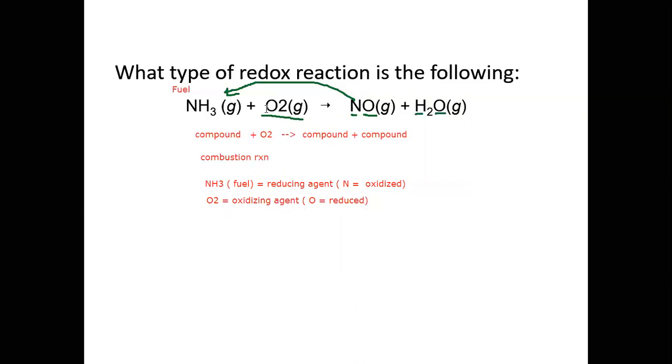So again, we have oxygen, we have a compound, we get oxides of that compound. So we get nitrogen monoxide and steam. So since we have oxygen as a reactant and we get oxides as products, this is a combustion reaction. And ammonia is the fuel, and the fuel is always the reducing agent. Oxygen is always the oxidizing agent. So nitrogen, the non-hydrogen component in the fuel, is always oxidized, and oxygen is always reduced.